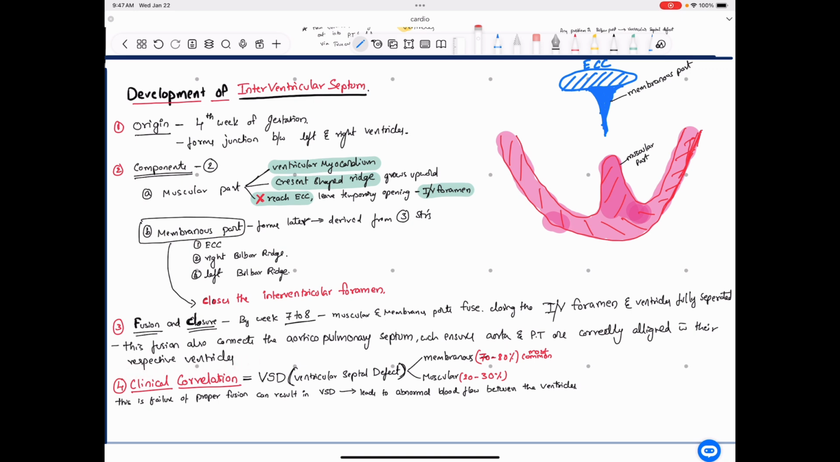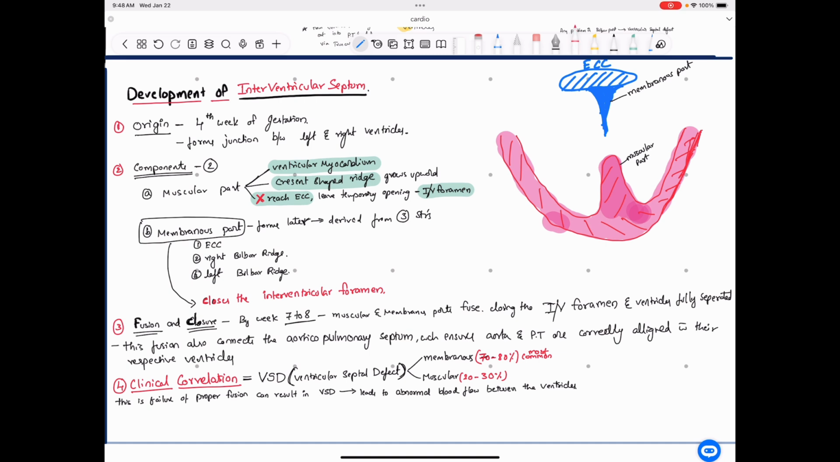Failure of proper fusion can result in ventricular septal defect, and this can be membranous or muscular. Membranous ventricular septal defect is 70 to 80%, which is most common, and the other one is muscular ventricular septal defect, which is only seen in 20 to 30%. It can lead to abnormal blood flow between the ventricles.